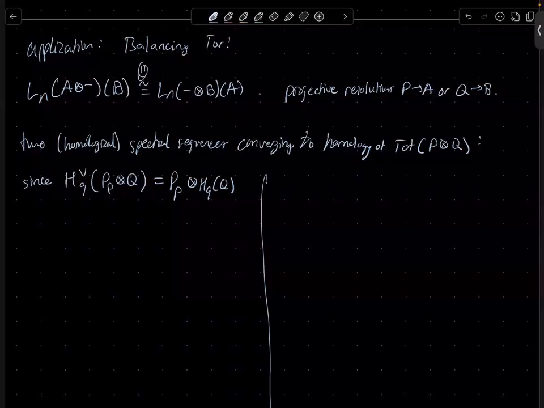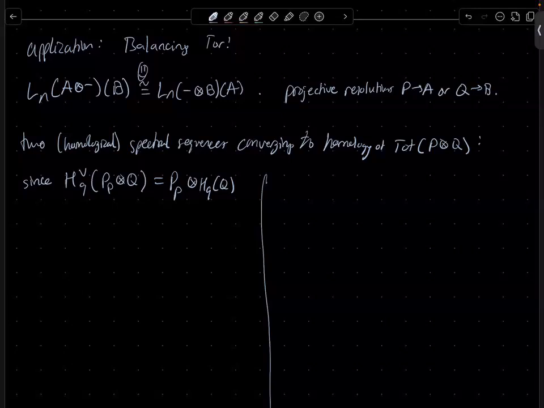And so, what is H_q of Q? Well, Q is an exact sequence, so it's mostly zero, except, the way we've done this, what I mean by Q is, Q bullet is the part before mapping into B.